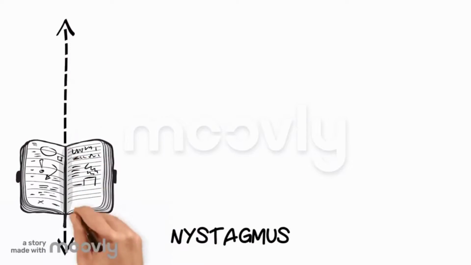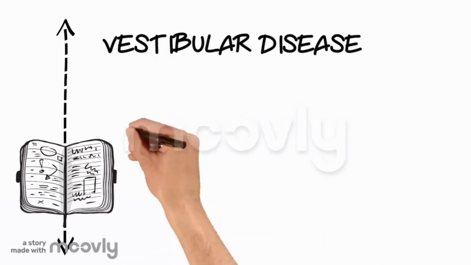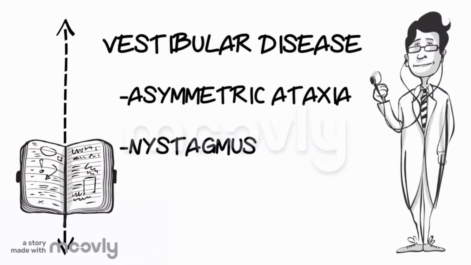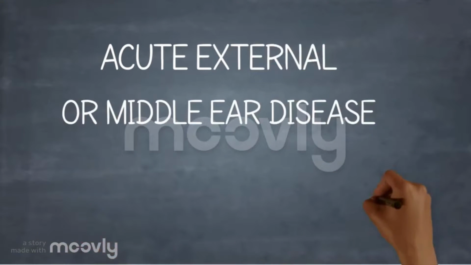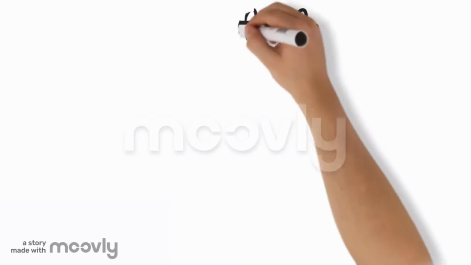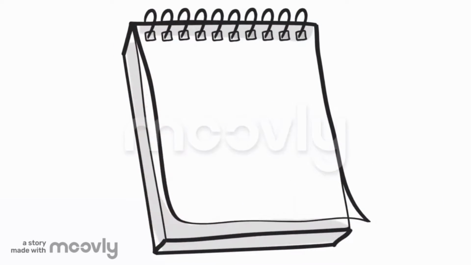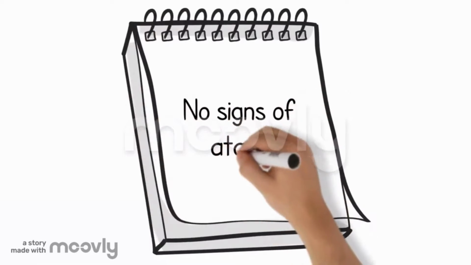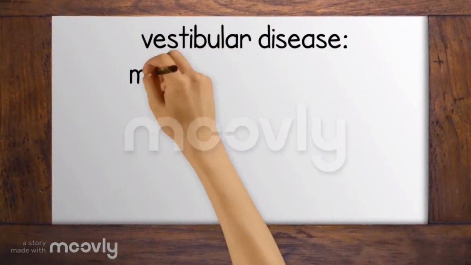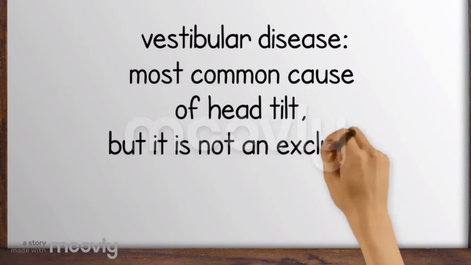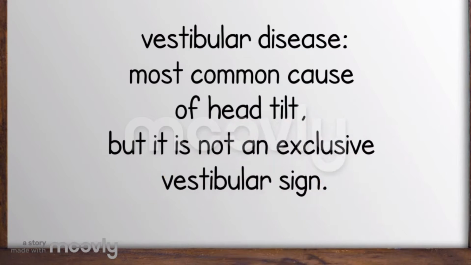Animals with head tilt due to vestibular disease frequently have asymmetric ataxia and nystagmus. Animals with acute external or middle ear disease may tilt their head toward the affected side. In these patients though, there are no signs of ataxia. Facial nerve dysfunction or Horner's syndrome may be present if middle ear disease is causing the head tilt, but there will be no vestibular signs or other neurologic deficits in this instance.